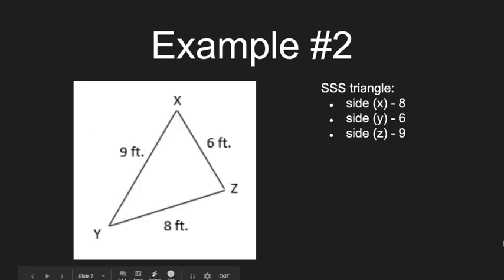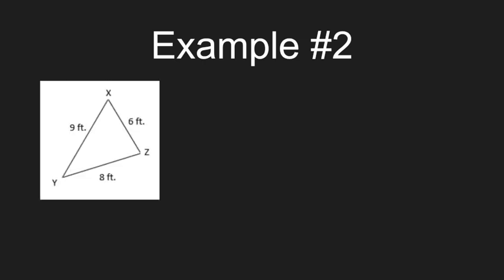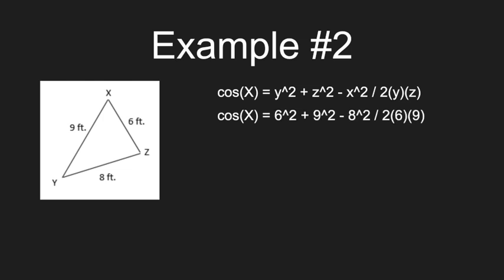The next triangle is an SSS triangle. Side x is 8, side y is 6, and side z is 9. Say we want to find angle X. The equation you would want to use to solve this problem is cosine of x equals y squared plus z squared minus x squared over 2 times y times z.